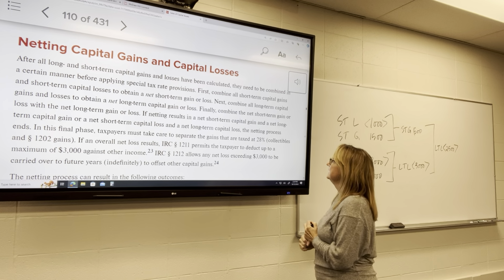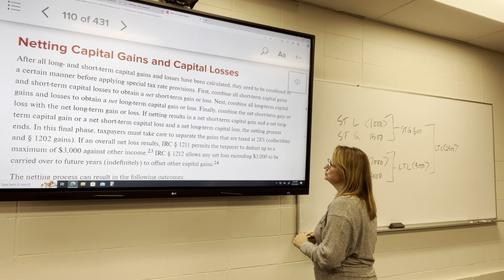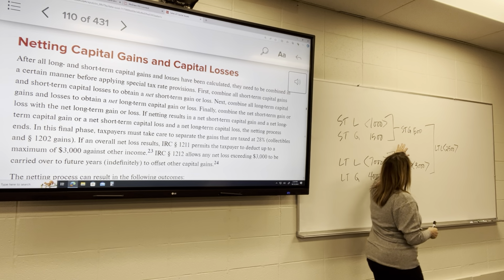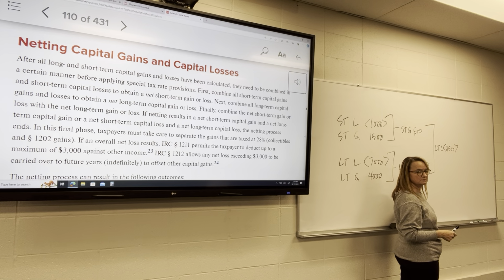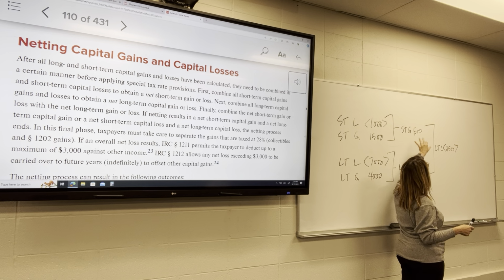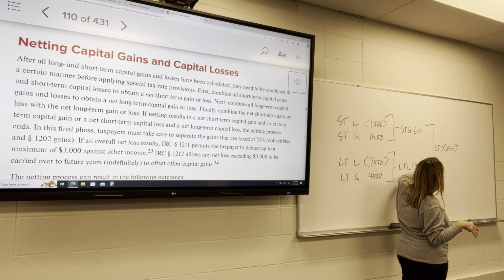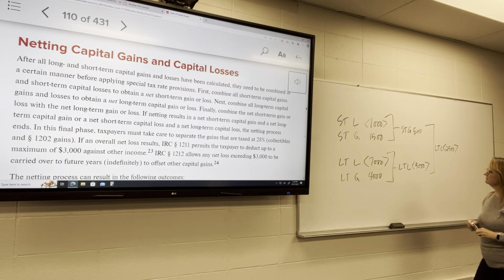If the netting results in a net short-term capital gain and a net long-term capital gain, or a net short-term capital loss and a net long-term capital loss, the netting process ends. So if these were both gains, then we would have a short-term gain and a long-term gain. If they were both losses, we would have a short-term loss and a long-term loss. And that's what would show up on the Schedule D. But we didn't. We had one was a gain and one was a loss, so we combined the two to get this net long-term capital loss.